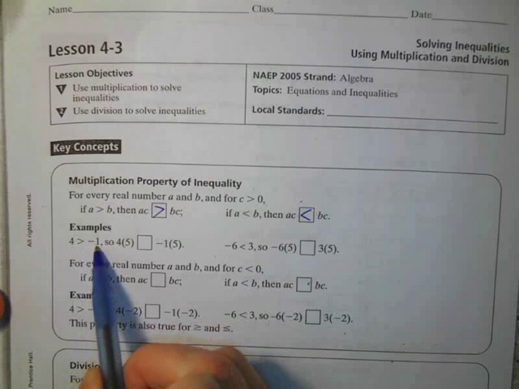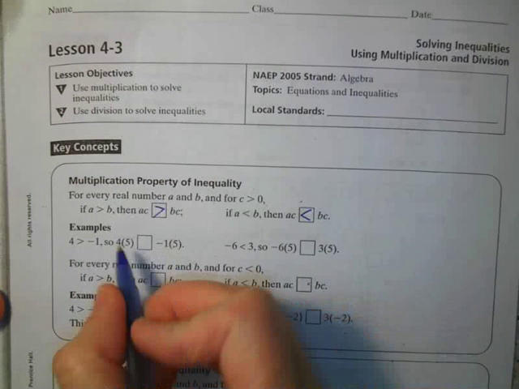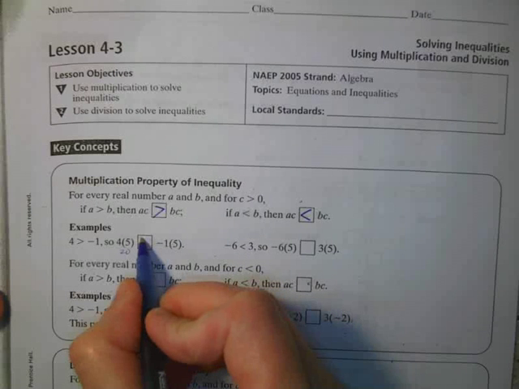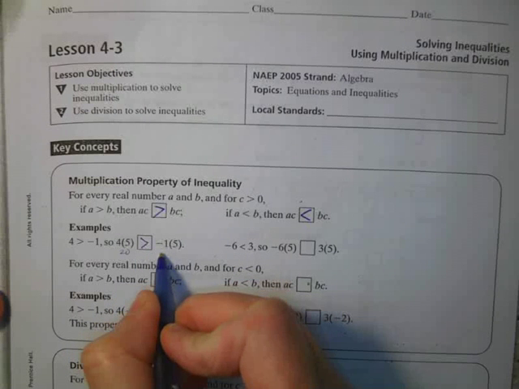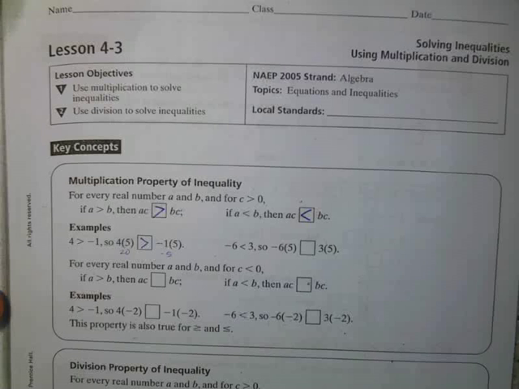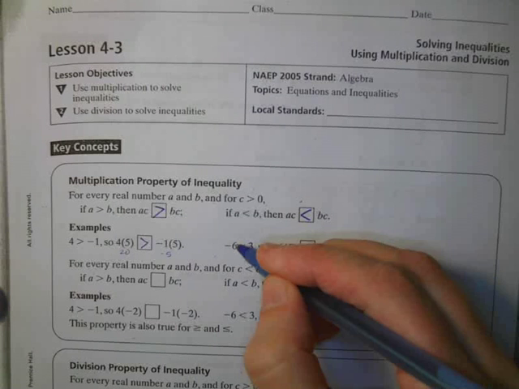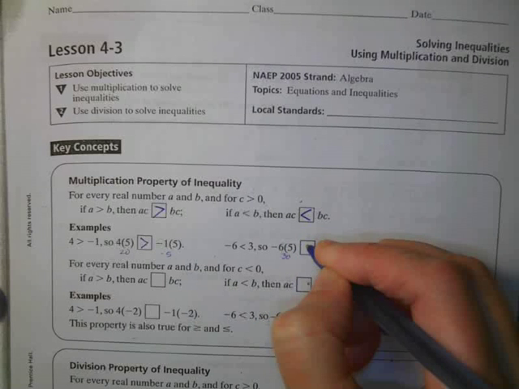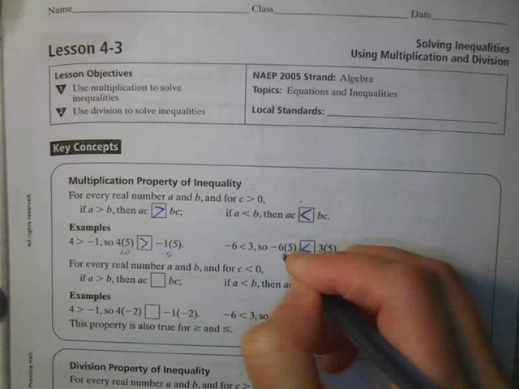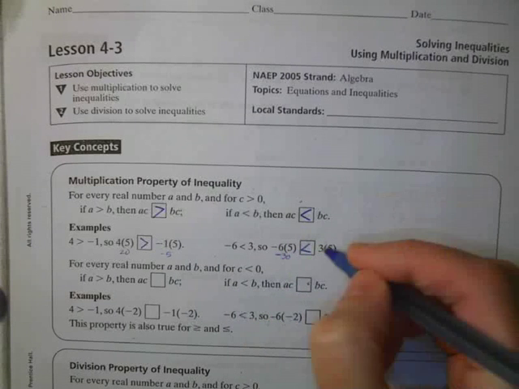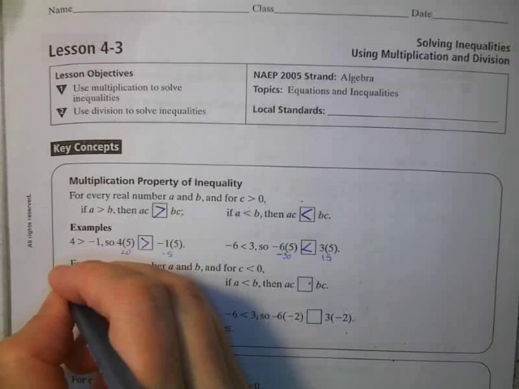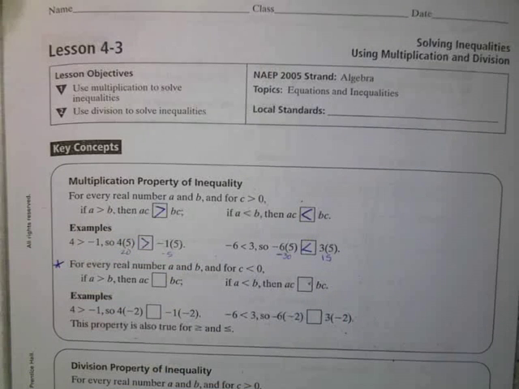If 4 is greater than -1, so 4 times 5, which is 20, is greater than -1 times 5, which is -5. So it remained true. Similarly, -3 is less than 3, so -3 times 5, which is -15, is going to be less than 3 times 5, which is 15. Again, that remained true. Here's the part that you need to be careful about.